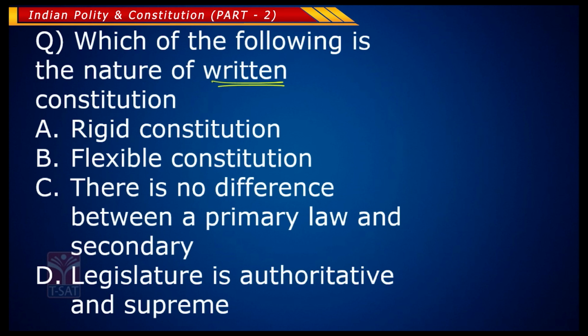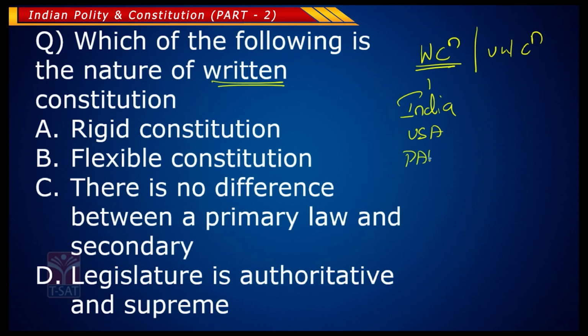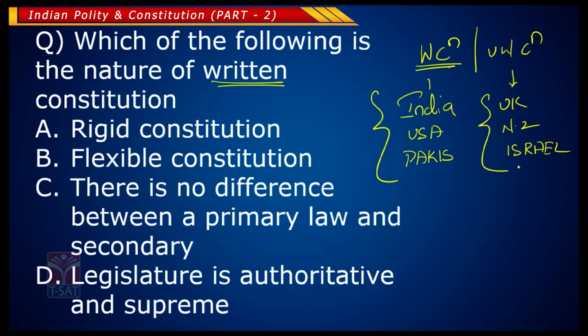See, there are 2 types of constitutions in the world. One is a written constitution, the second one is unwritten constitution. The examples of written constitution are India, USA, Pakistan, right? What are the examples of unwritten constitution? We have UK, New Zealand, Israel, right? These are the features of the unwritten constitution.